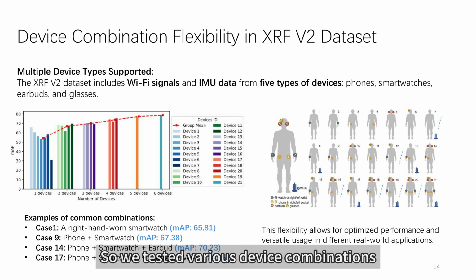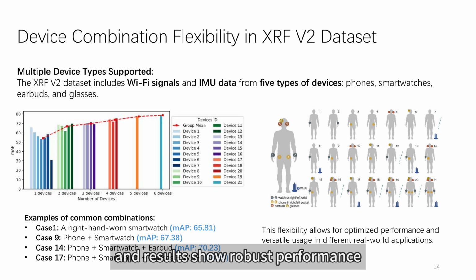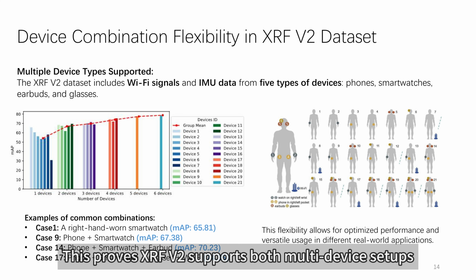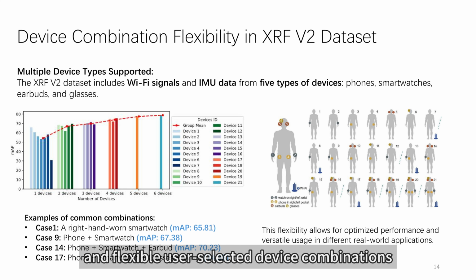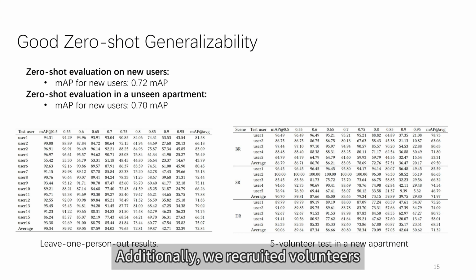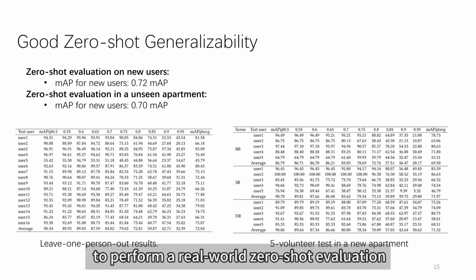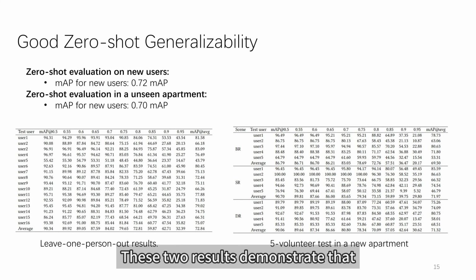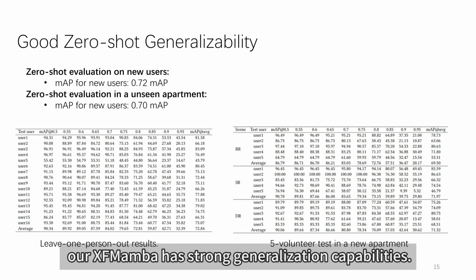We tested various device combinations, and results show robust performance even with fewer devices. This proves XRF-V2 supports both multi-device setups and flexible user-selected device combinations. We conducted leave-one-person-out experiments. Additionally, we recruited volunteers to perform a real-world zero-shot evaluation in an unseen apartment. These two results demonstrate that our XRF Mamba has strong generalization capabilities.